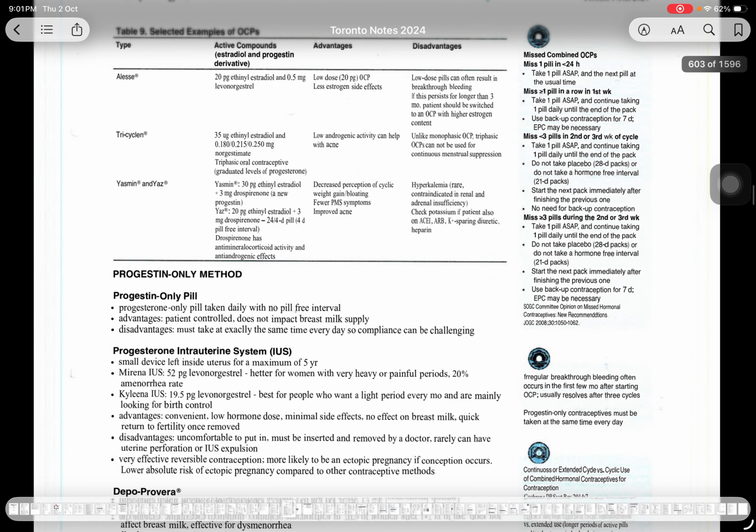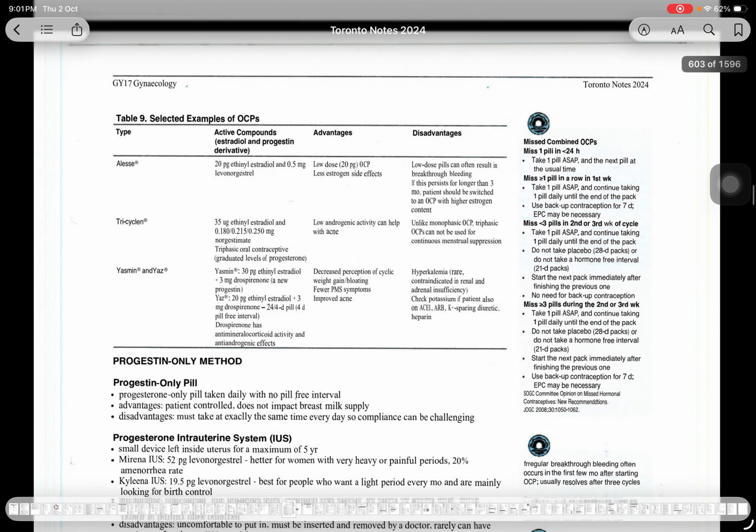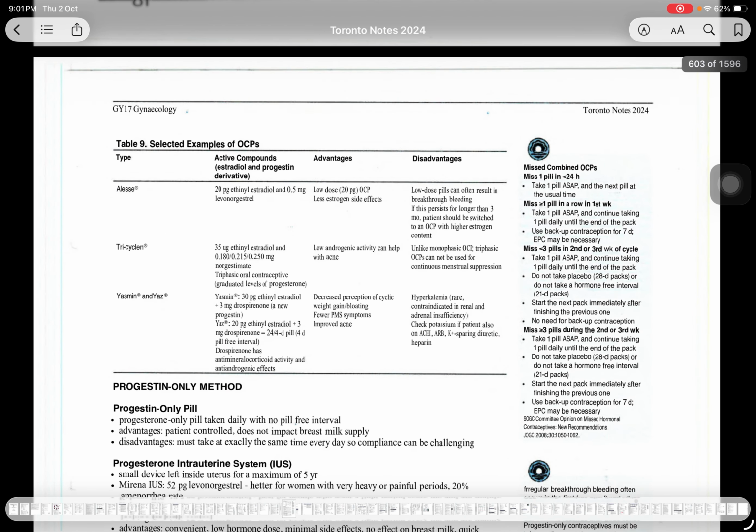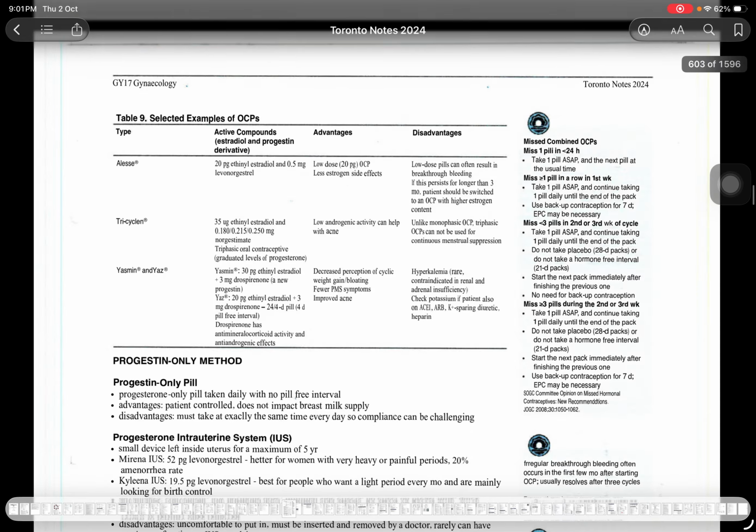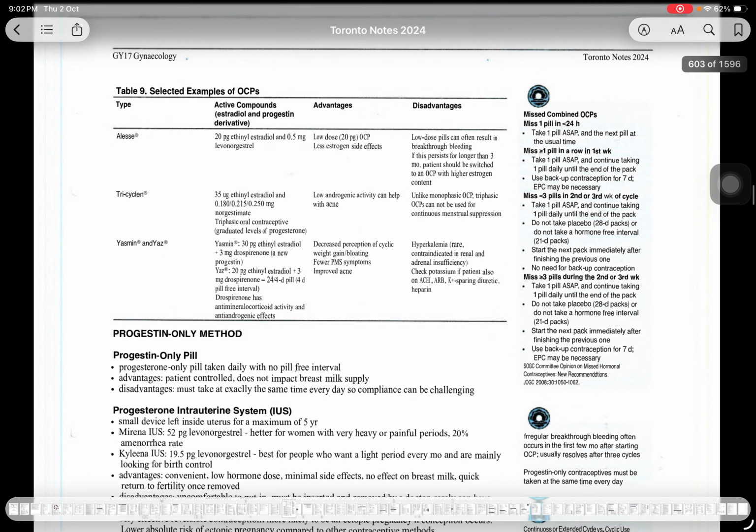So that's that. Now on the right side, there's a table about missed combined OCPs. Miss one pill in less than 24 hours, take one pill ASAP, and then the next pill at the usual time. Let's say they've just missed one. Very relevant for QE1 and NAC OSCE for sure. One pill missed means you take your missed pill right away, and then you take your next pill at the usual time.